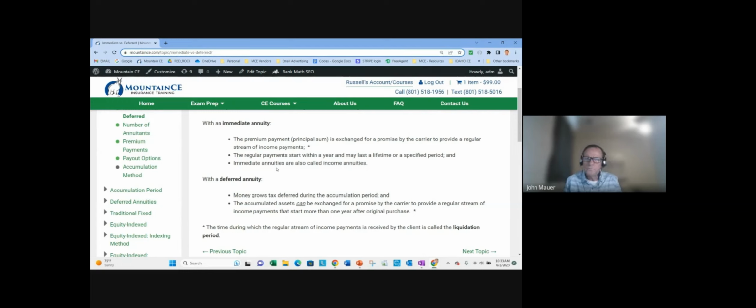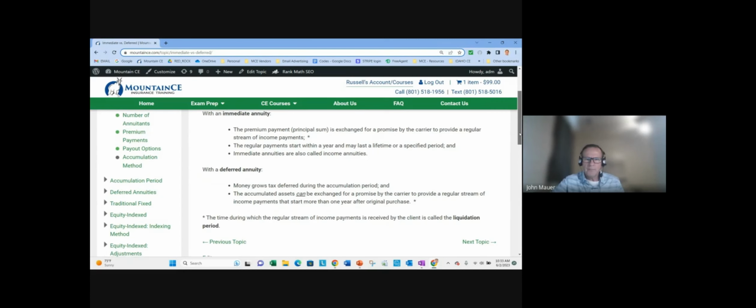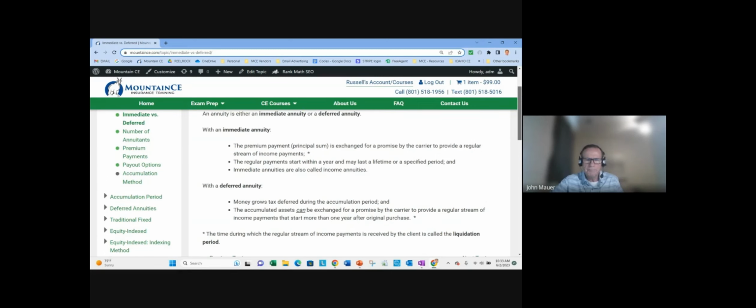With an immediate annuity, there's no accumulation period because the money has been accumulated somewhere else, outside of a deferred annuity. So an immediate annuity is: got a lump sum of cash, give it to the insurance company in exchange for regular installment payments. Deferred annuity, we've talked about that already. Deferred annuity means that there's an accumulation period where I put in one lump sum or multiple payments, regular or irregular, and the money grows tax deferred. That's what we mean by a deferred annuity. So there's immediate annuities, there's deferred annuities, and we should understand the difference.